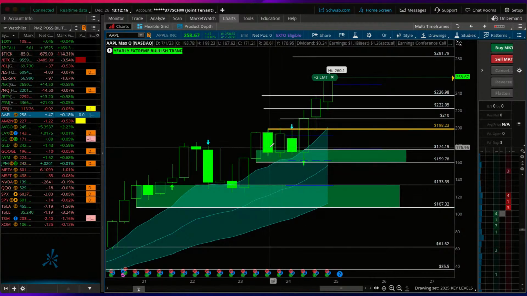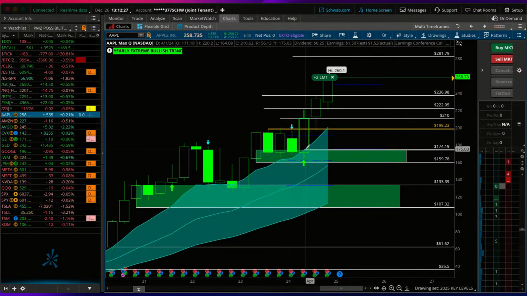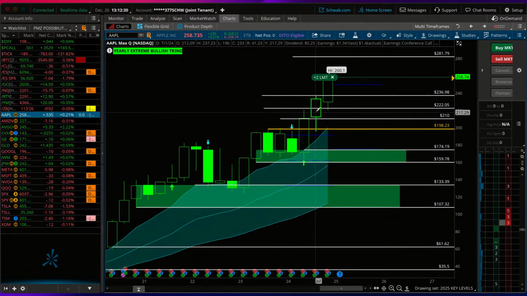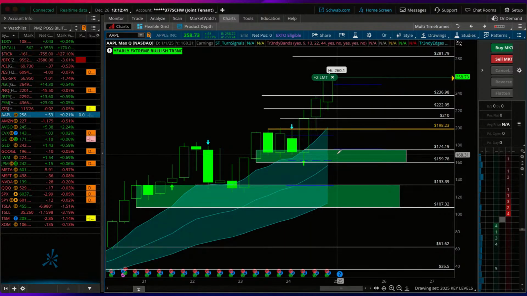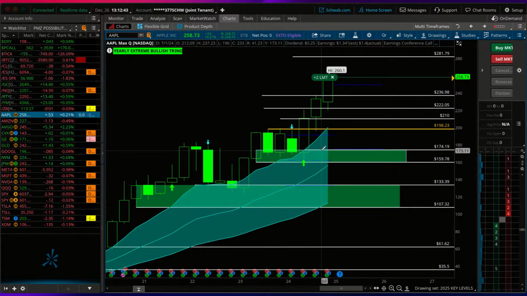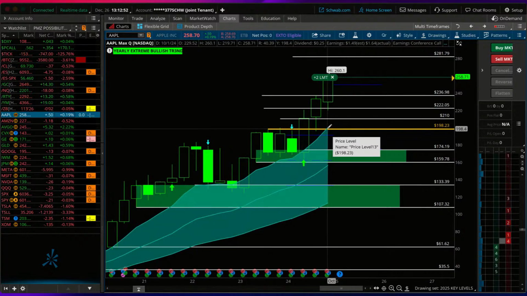Apple just consolidated in this area of 174.19 by 159. Once price moved up and above this consolidation area, it has been 1, 2, and 3 quarters to the upside. We created quarterly demand down in this area, and this is the clearance rack for me for Apple. The 618 of this move is 198.23, and that lines up with the EMA cloud here on the quarterly chart.